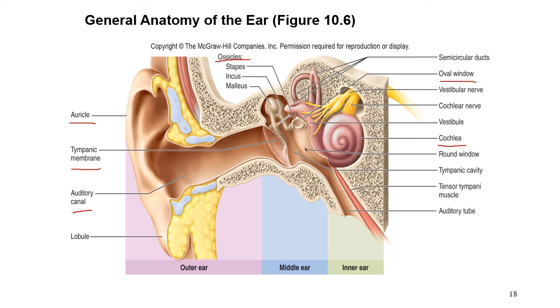Number 9 is the semicircular canals. If you look at the picture, they look like half circles. Semi means half. They are filled with fluid. The function of the semicircular canals is to be involved in balance or equilibrium.